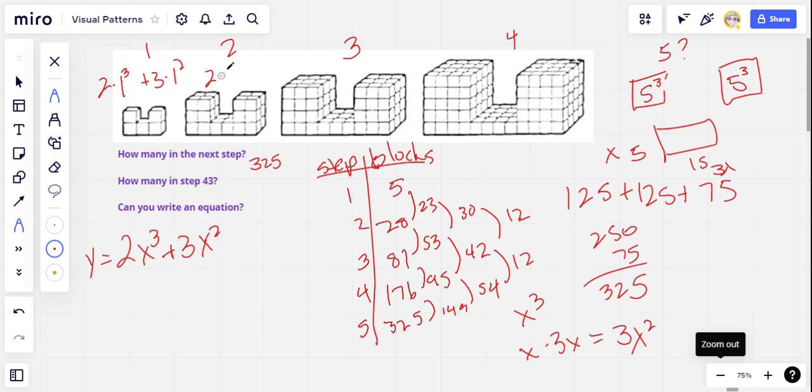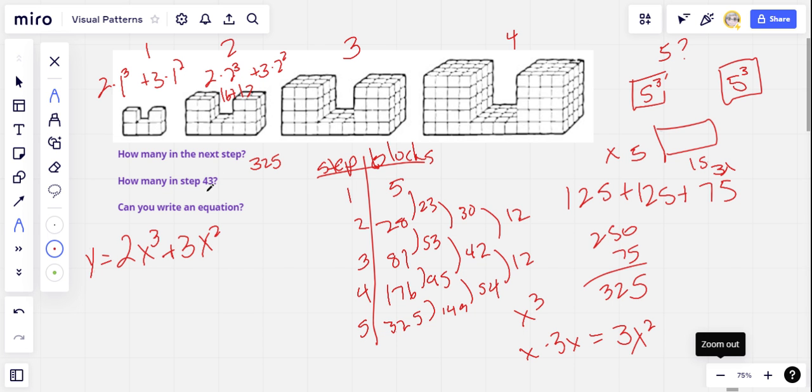So 2 times 2 cubed plus 3 times 2 squared. So 2 cubed is 8. So 2 times 8 would be 16. And 2 squared is 4, and 3 times 4 is 12. So we'd get 16 plus 12, or 28. Yes, that's what we got. Now, you can try this out with these other steps, but I feel pretty confident about this right now.